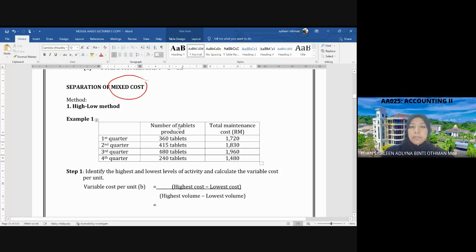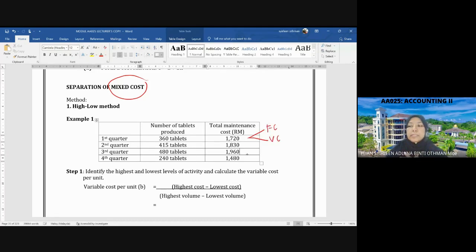Okay, the tablets here are not medicine tablets. Tablets here refers to the gadgets that you use. Alright. For the first quarter, it produces 360 tablets, with the total maintenance cost of 1,720. Maintenance cost is a mixed cost. So when it is a mixed cost, and I am asked to estimate and form the cost function, the first thing I need to do is separate first how much of this 1,720 is fixed cost and how much is variable cost.